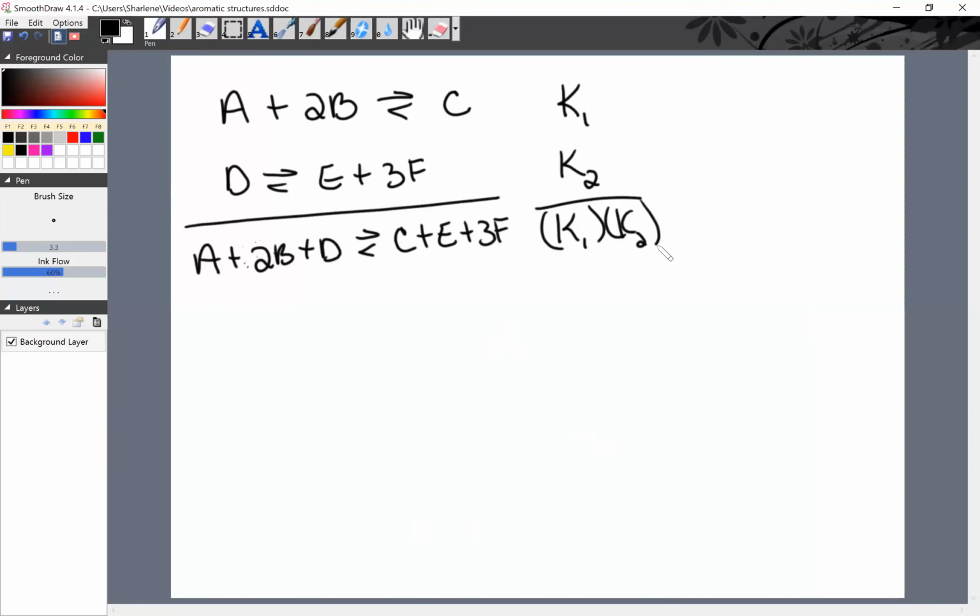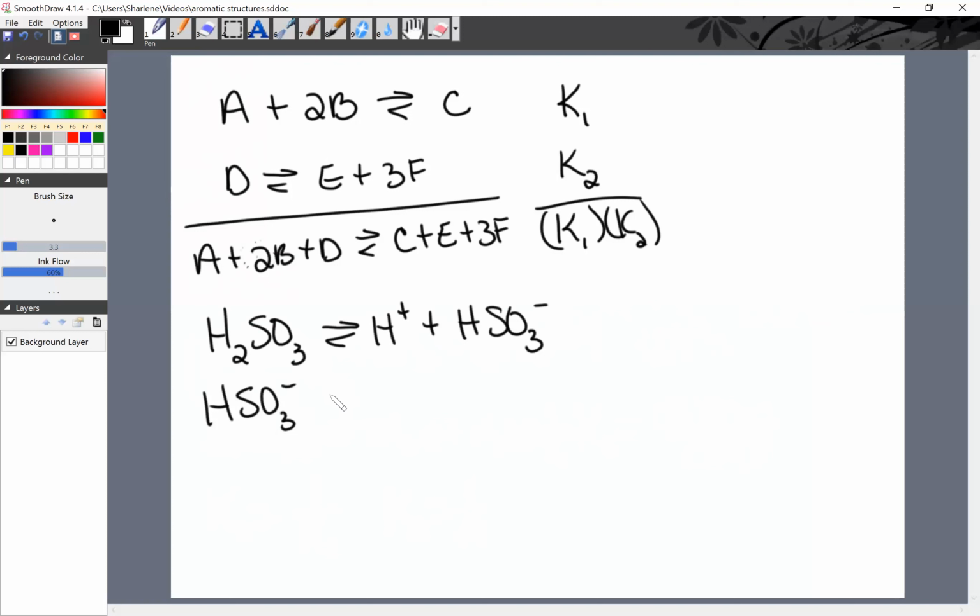And I'm now going to show you a real life one. So H2, let's do SO3. So H2SO3 acid can lose 1 proton, and then this piece, the conjugate base, can lose another one. Yeah. Nope. Already lost you.